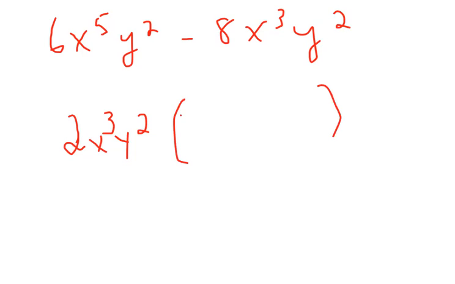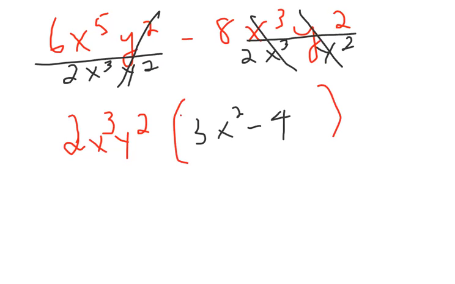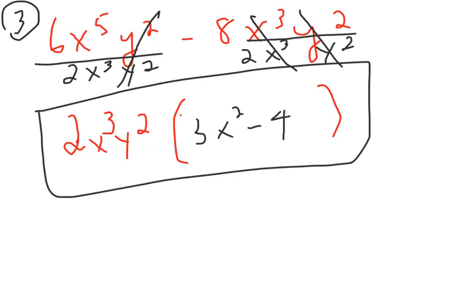So guys, once again, go to each term and divide each term by the GCF to figure what's left over. 6 divided by 2 leaves you with 3. These cancel out. X to the fifth divided by x cubed leaves you with x squared. Over here, with the second term, 8 divided by 2 leaves you with 4. And what do you notice with the x's? They cancel out, the y's cancel out, and boom, there is your answer right there. And that was our third example, guys, okay?